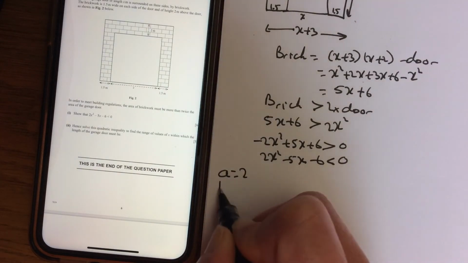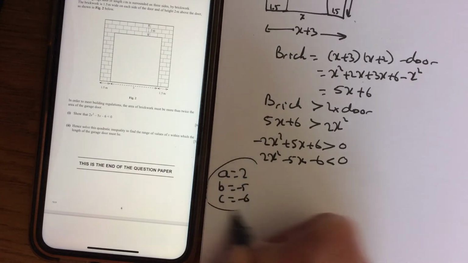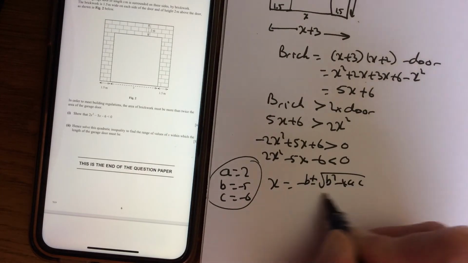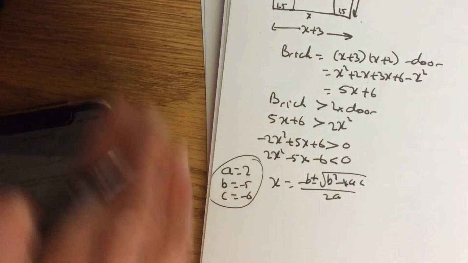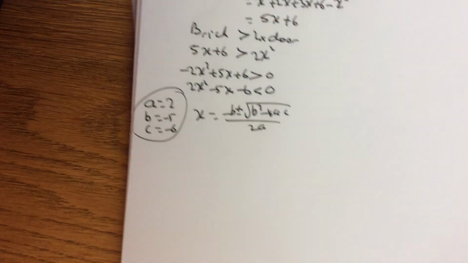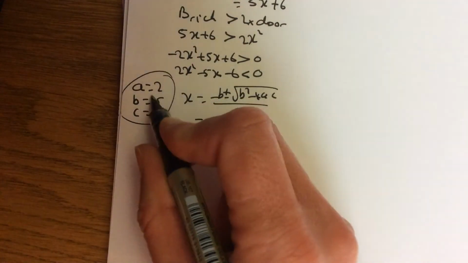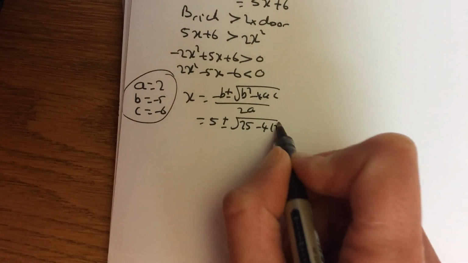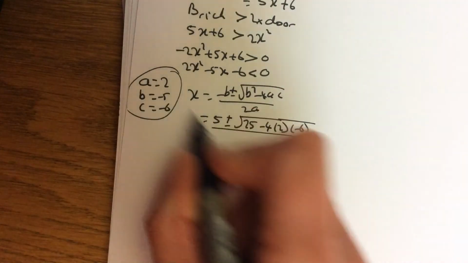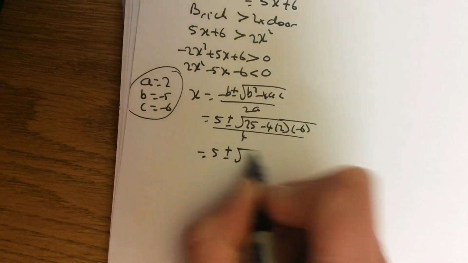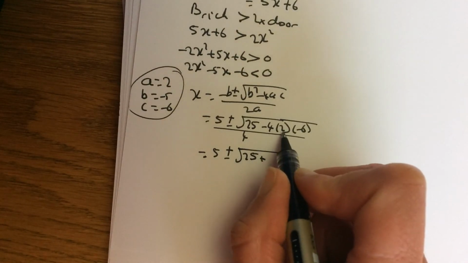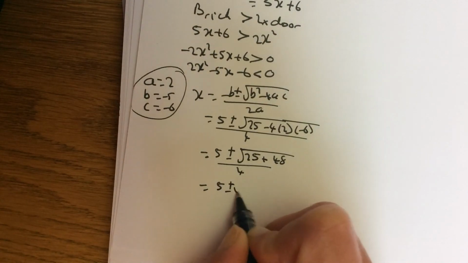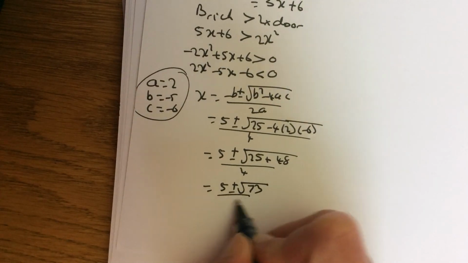So I'm going to use the formula: a is 2, b is minus 5, c is minus 6. So x equals minus b, plus or minus the square root of b squared, minus 4ac, all over 2a. And just plugging your numbers in there and just watching for the negatives as normal. Minus 5 is a positive 5. b squared is 25. Minus 4 times a times c, all over 2 twos. So 5 plus or minus 25 add 8 times 6, 48, all over 4. So 5 plus or minus the square root of, that's going to give you 73, over 4.